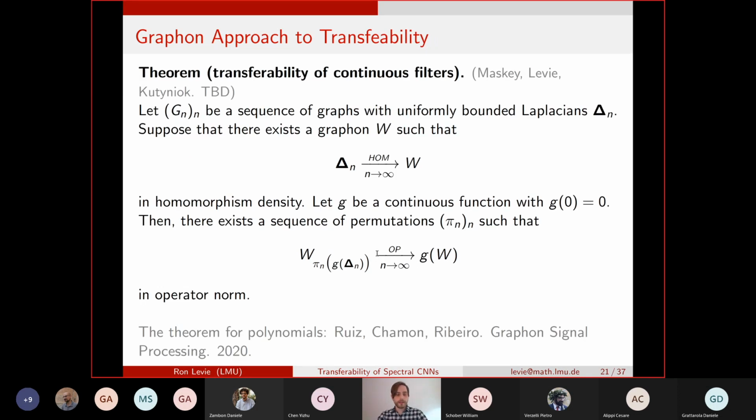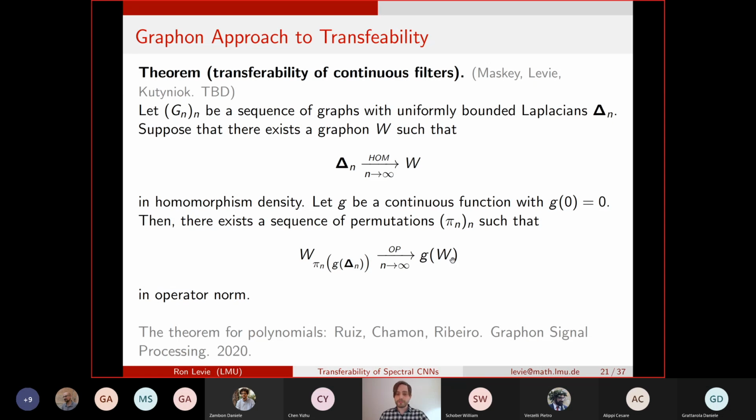Okay, so now we are ready to present the first theorem on transferability of filters in the graphon sense. If we have a sequence of graphs that converge to a graphon in the homomorphism density sense, the only thing we need to assume on the filter is that it is continuous and that the filter is 0 at 0. This is very easy to enforce in practice because, for example, if the filter is a polynomial, we simply ignore the constant part of the filter. So under this assumption, up to a permutation, if I take my filter, apply it on the graph Laplacian and induce a graphon from it, this converges in operator norm to the filter applied on the graphon.